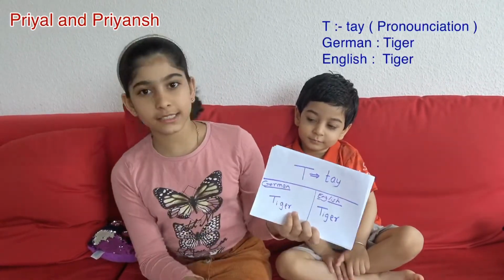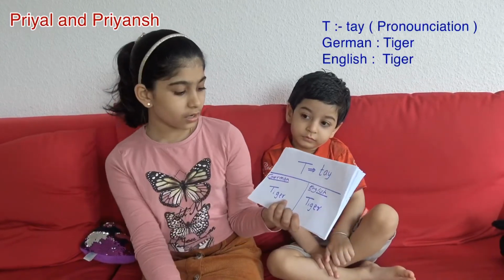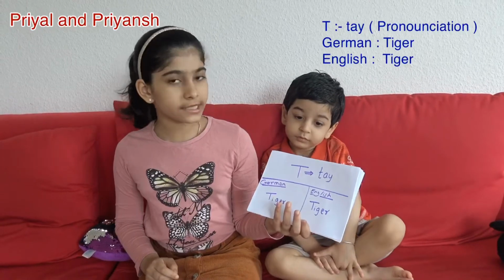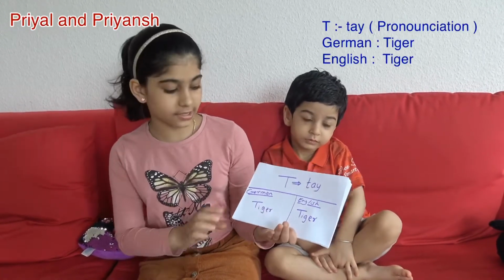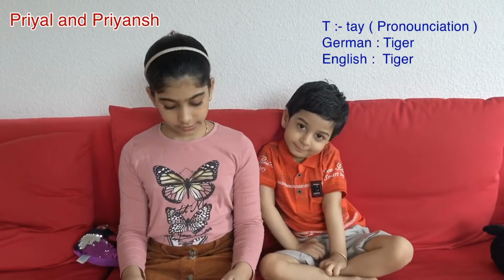We have the letter T. T is te in German. And in German it's tiger, and in English it's tiger. It's the same spelling, but the pronunciation is different. Priyansh, can you say te? Te. And can you say tiger? Tiger. Good.